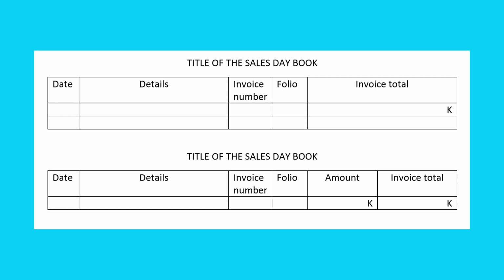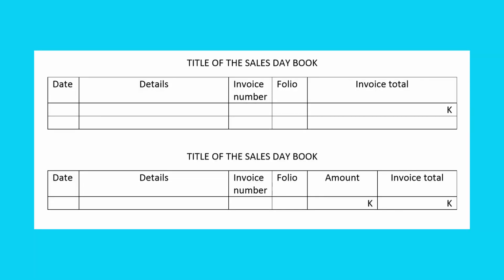Then we have date, details, invoice number, folio, amount, and invoice total. So there, the only difference is that in the first format we did not have the amount column, but in our second format we have the amount column. So what do we record in the amount column? The transactions recorded in the amount column are cases whereby there was a discount or some amount was paid by cash, which means some deductions have to be made before putting that amount in the invoice total.